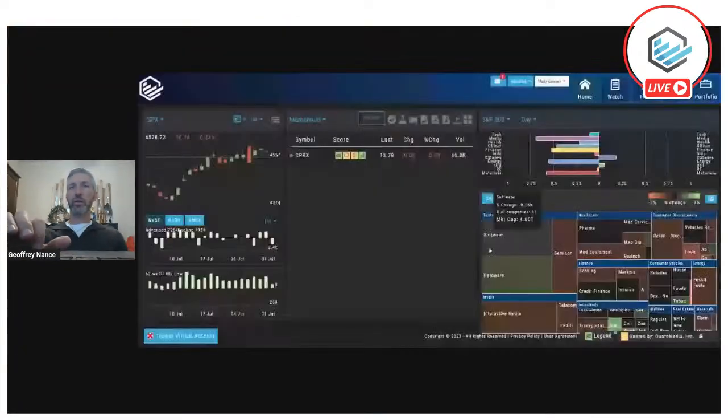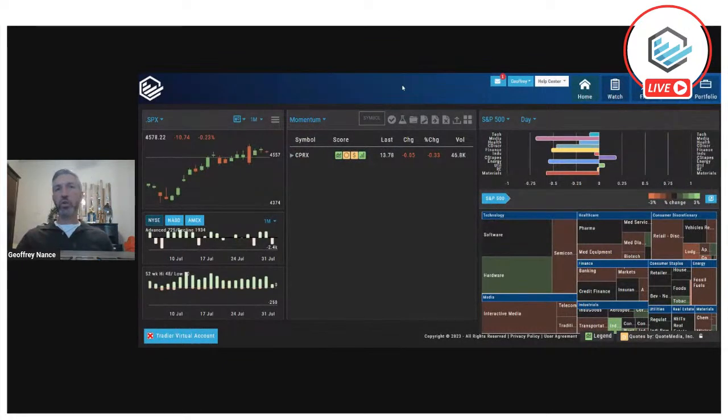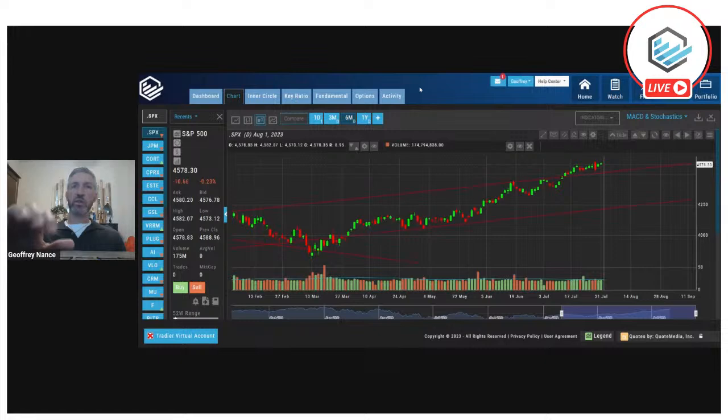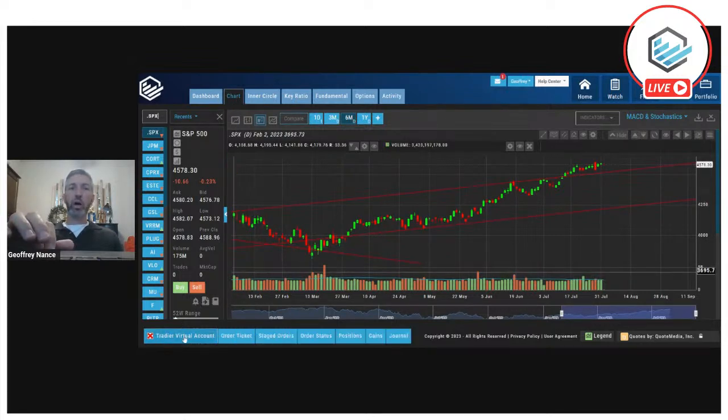So let's go ahead and present the screen. All right, there it is. So I am using Charts by Tradeway. I'm actually going to use a couple of different accounts. We're going to go up here to Research and then Chart. Obviously, we can get a sense of what the S&P is doing, the .SPX. So at this point, I'm in a Tradier virtual account.